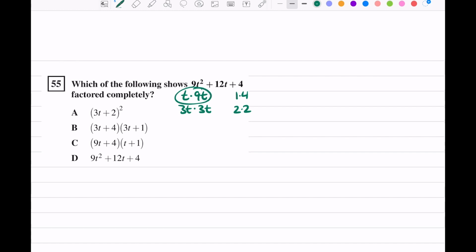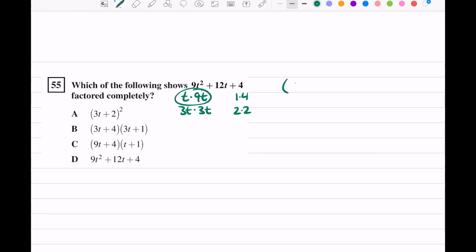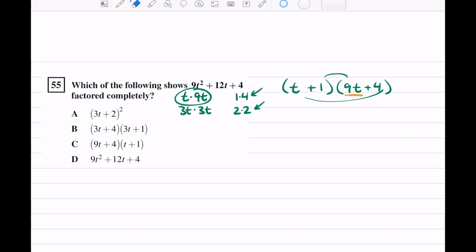So let's start with these as our first pieces. We'll have t and 9t. And we need to test each of our last pieces. So if you put 1 and 4 in there, our O plus I would be 13 in that case, so not 12. And because of our 9t, it matters where the 4 and the 1 go. So let's switch their spots and see if that works.